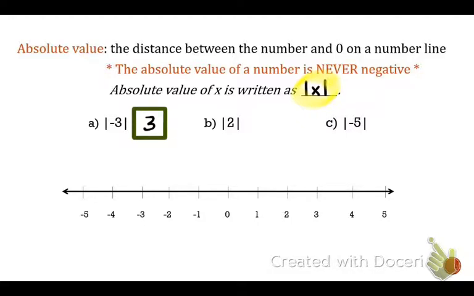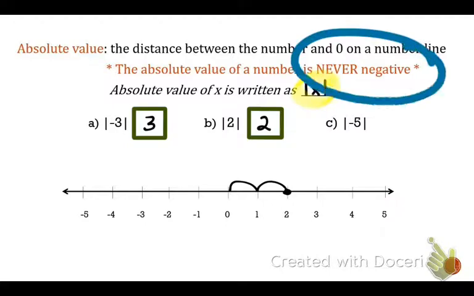If it's here, remember I'm just trying to find the absolute value of 2. That's the distance between that number and 0. How many numbers away is it? It is 2 numbers away, okay? And if you remember, it cannot be negative, all right? So right here as it says, the absolute value of a number is never negative, all right? So the answer would be 2.